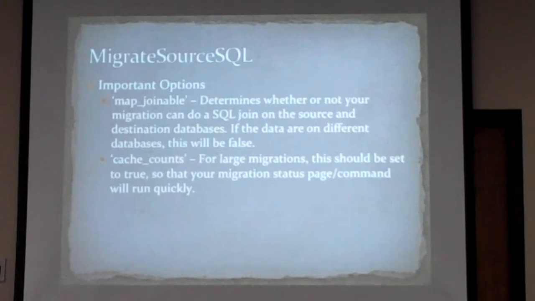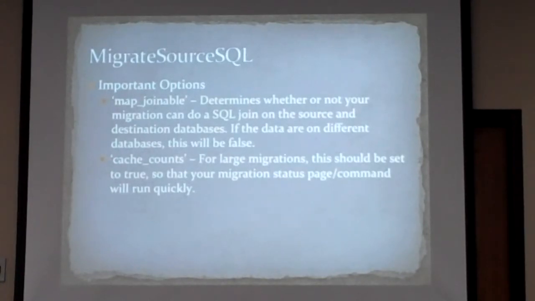You can pass a whole bunch of options to Migrate source SQL, but really only 2 of them are particularly important. Map joinable says whether or not you can actually do a SQL join across your source and destination databases, which usually requires them to be on the same server, and the user has to have access to both of them. Usually it's false. It defaults to false. But if you do happen to be able to make a join, it can do a join across to figure out which ones it hasn't done yet. So it's a lot faster that way.